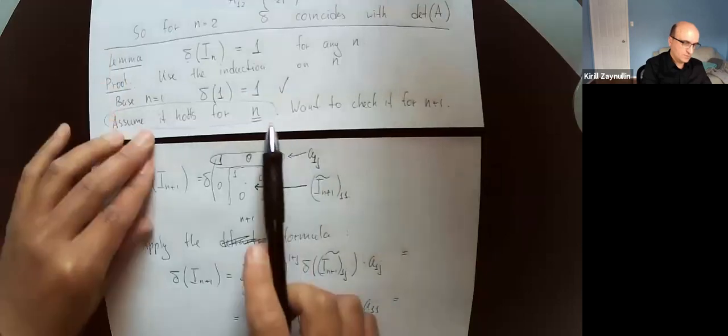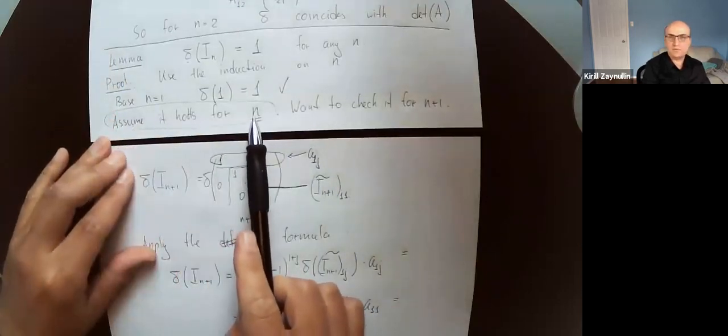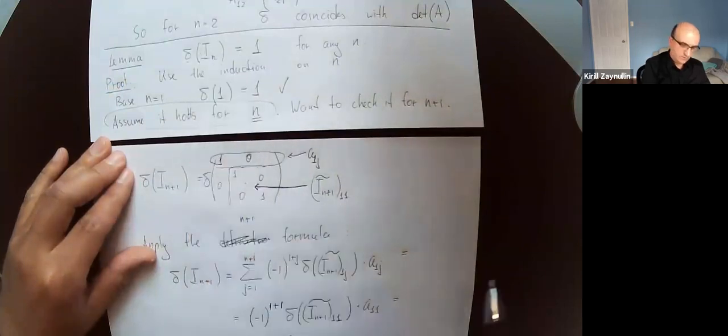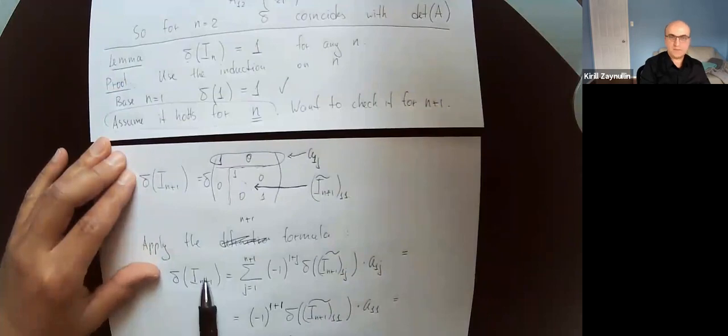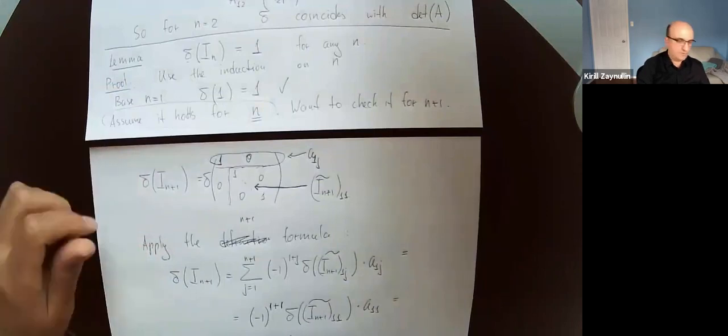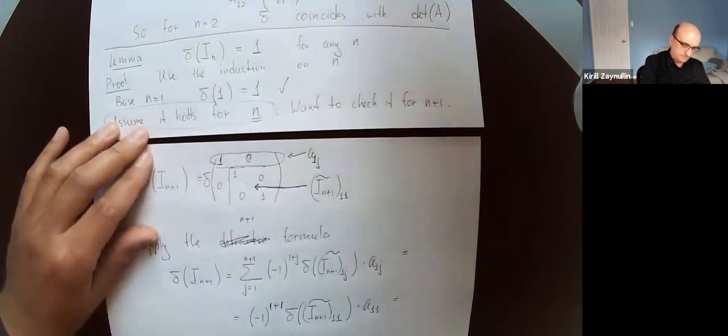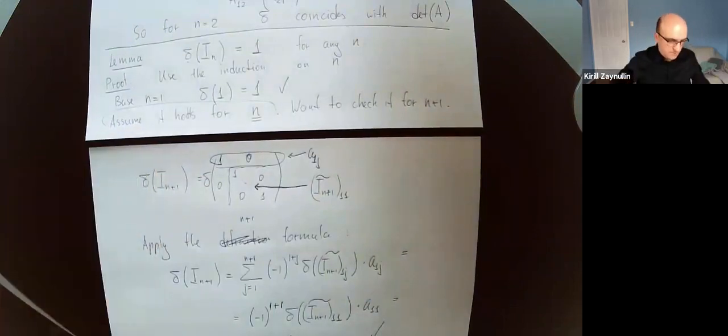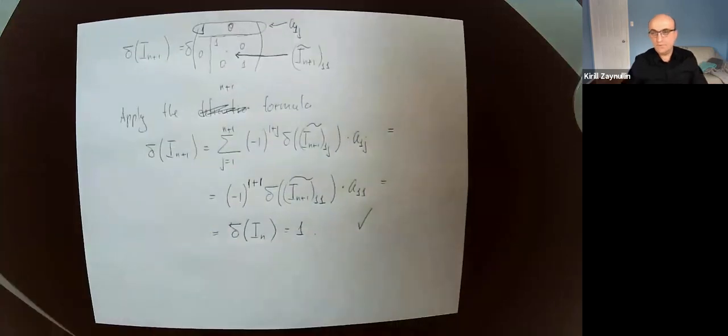But now by the induction hypothesis, we assume that this formula holds for n. So indeed, delta of I_n is 1, so that's just 1. And this gives us the formula for n plus 1. Now, by mathematical induction, the proof is finished. So this formula is valid for all n. Okay, so that was the first basic property of this function, namely that whenever you evaluate this function at any identity matrix, you will get 1.